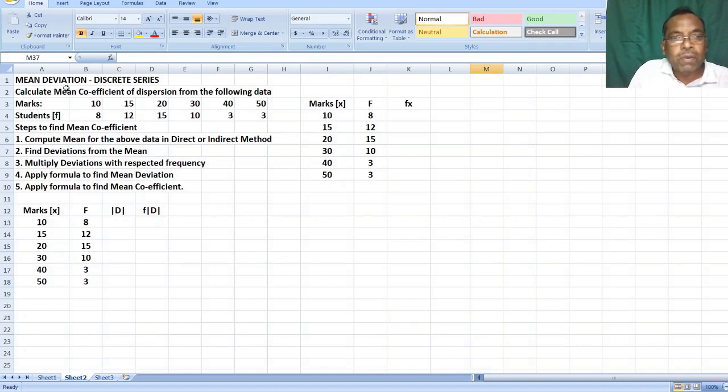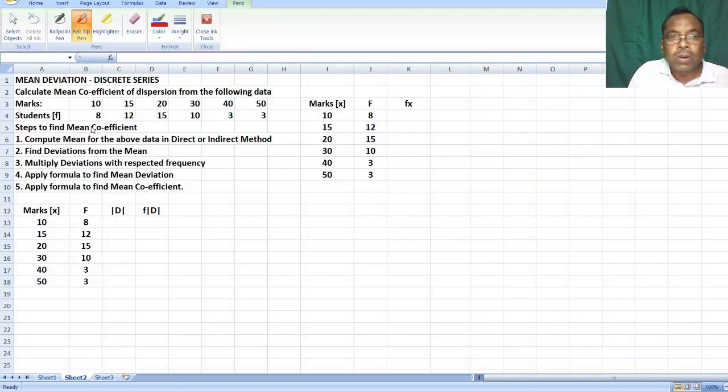So dear students, if you want to find out mean deviation in discrete series, you have to first find out mean for the above data, these marks and this frequency. You have to find out mean in direct method or shortcut method. After finding out mean for the above data, you have to find deviations from mean, then multiply deviations with the respective frequency, and after that apply the formula to find mean deviation and later coefficient of mean deviation.